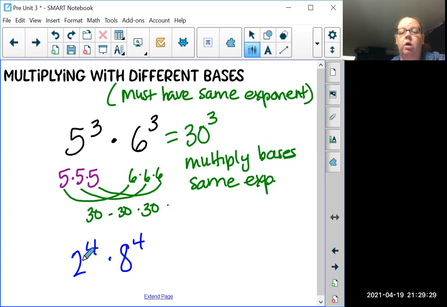So down here for our second practice problem, we see they both have the same exponent, but they have different bases. So we just multiply the bases. 2 times 8 would give me 16, and then we keep the same exponent.